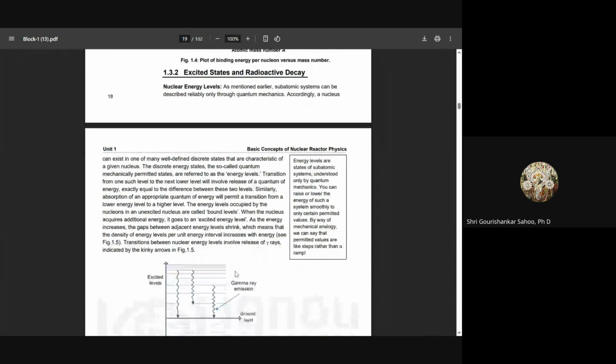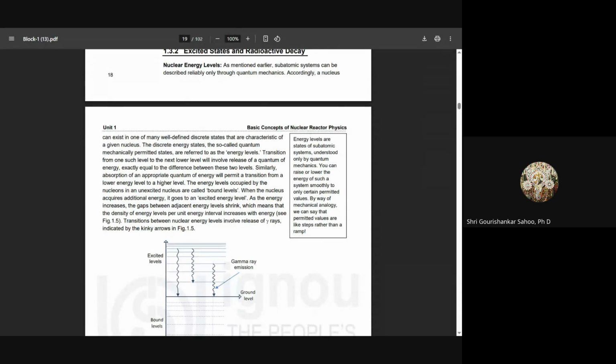Then, excited states and radioactive decay. Subatomic systems can be described reliably only through quantum mechanics. A nucleus can exist in one of many well-defined discrete states that are characteristic of a given nucleus. The discrete energy states, called quantum mechanically permitted states, are referred to as energy levels. Transition from one such level to the next lower level will involve release of a quantum of energy exactly equal to the difference between the two levels.